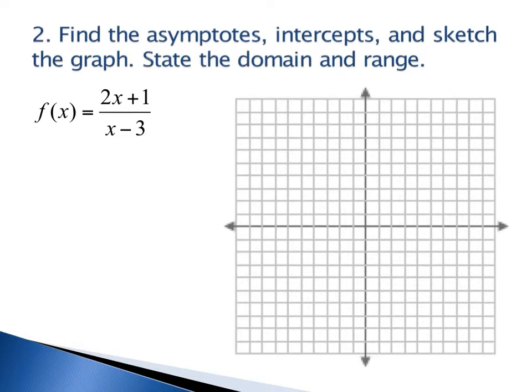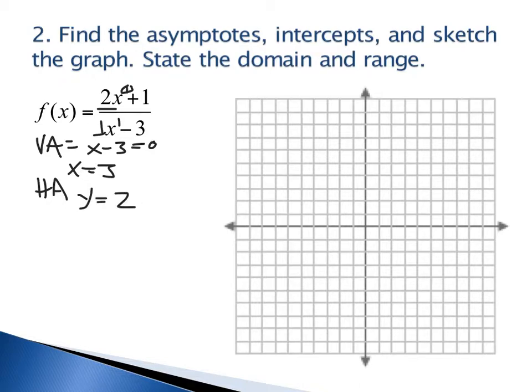Okay, so our vertical asymptote, remember we set the bottom equal to 0, the denominator equal to 0, so x minus 3 equals 0, so x equals 3. Okay, now our horizontal asymptote, we look at our degrees. Well, I have x to the first and x to the first, so we just look at the coefficient, so it's 2 over 1, which is just 2, so this is going to be y equals 2. So we just look at the numbers in front of our highest degrees.